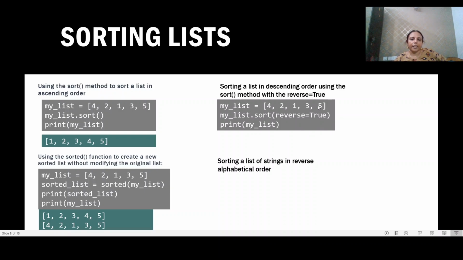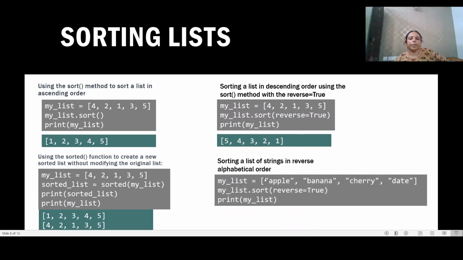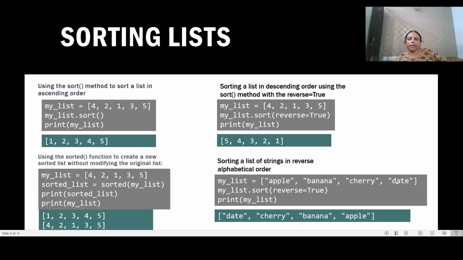So I have taken the list. Now I am writing dot sort. Here I didn't mention any parameter, which means it will sort the elements in ascending order. If I mention the parameter reverse equal to true, then it will print the values in descending order. Then this is an example to sort a list of strings in reverse alphabetical order. I can use my list dot sort reverse equal to true, which will print all the values in reverse alphabetical order.